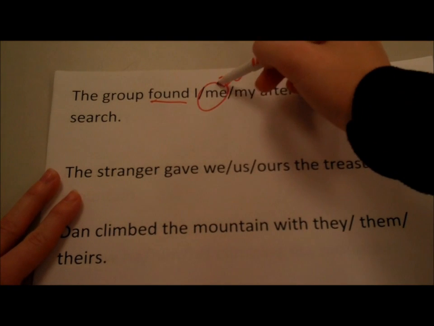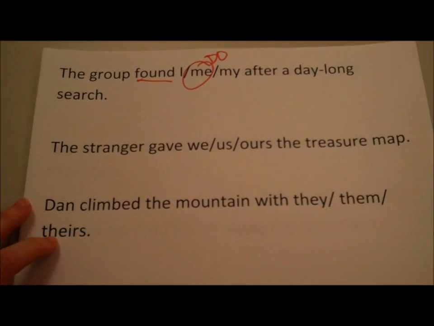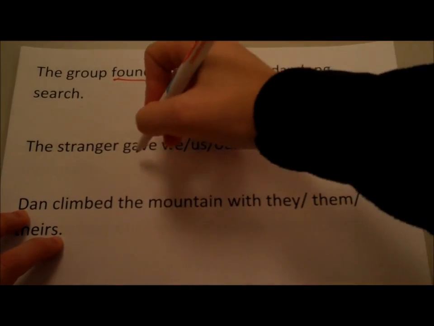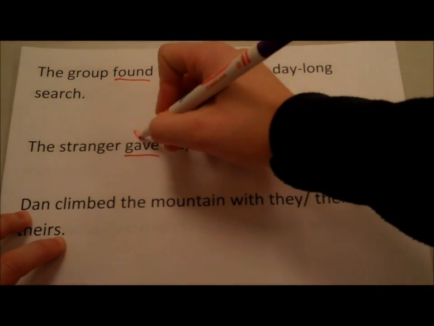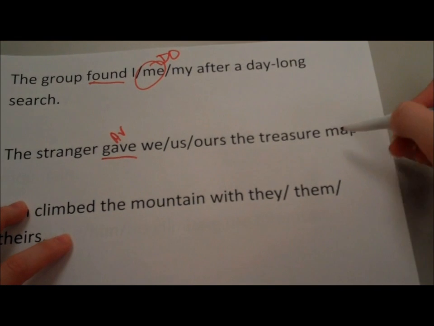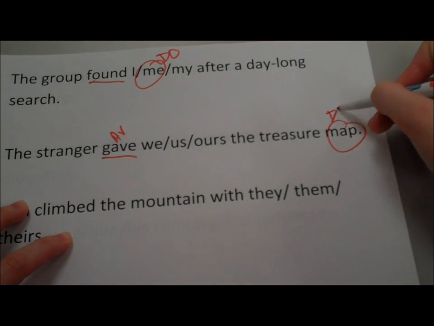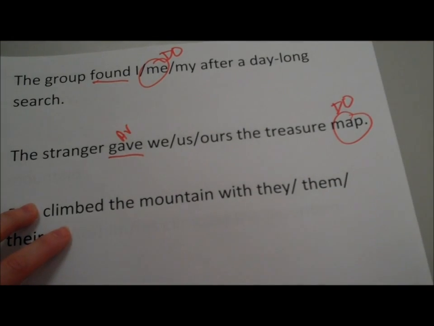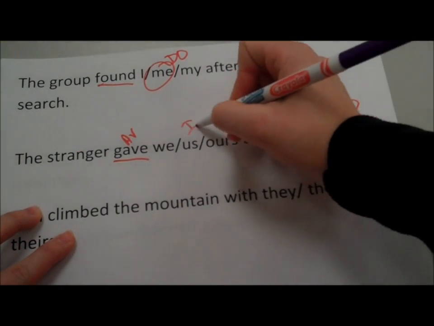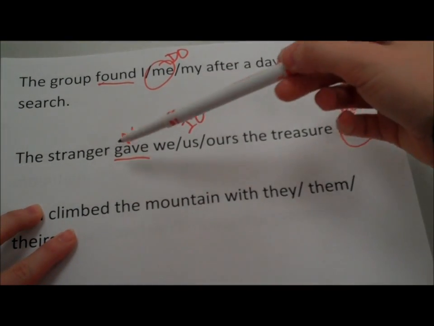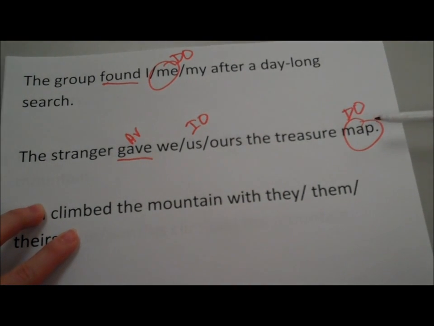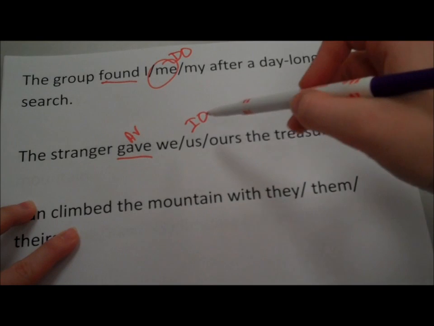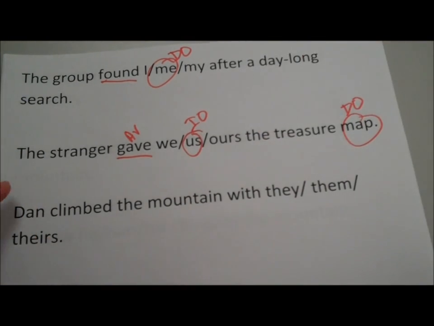They found me. The stranger gave we, us, or ours the treasure map. The stranger gave is an action verb. Gave who or what? Map, that's your direct object. Gave the map to whom? To the pronoun. So this is your indirect object. Remember, it comes between your verb and your direct object. It's always in the middle. So I still need to use the objective case. They gave it to us.